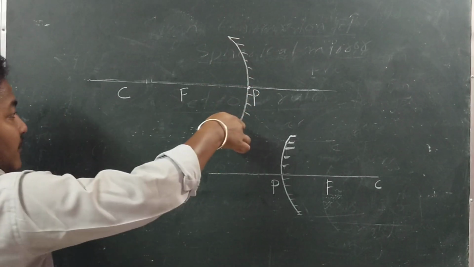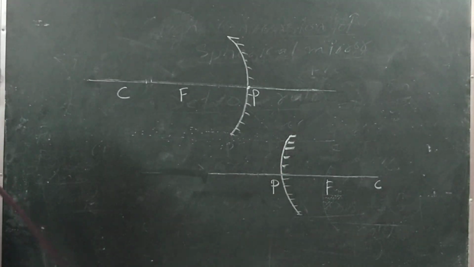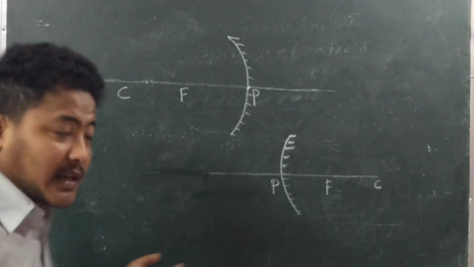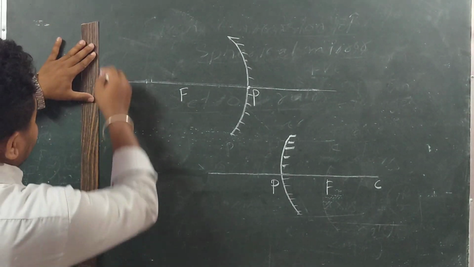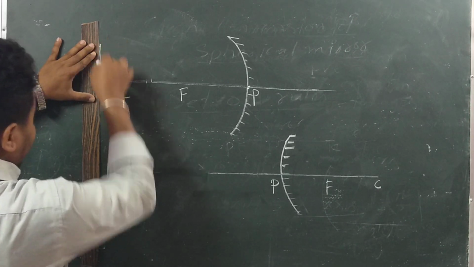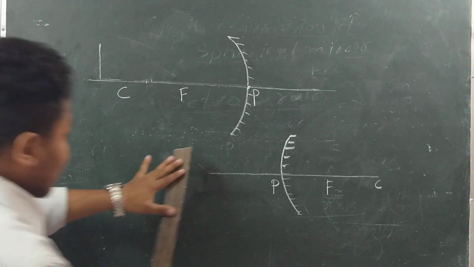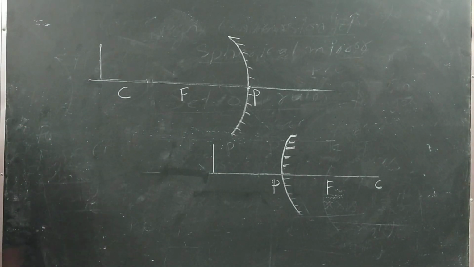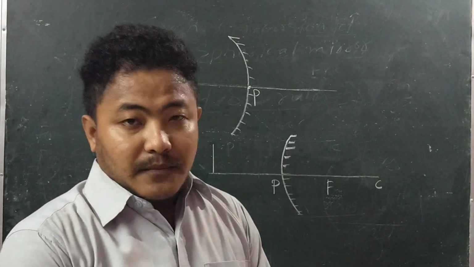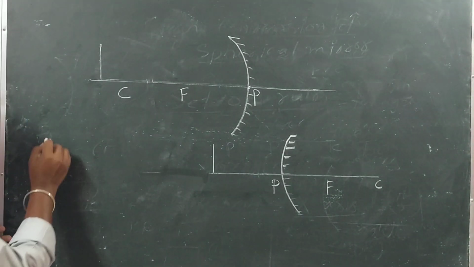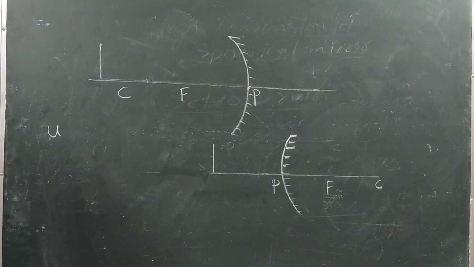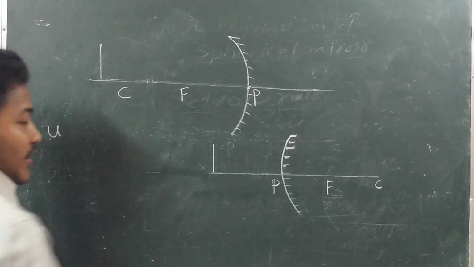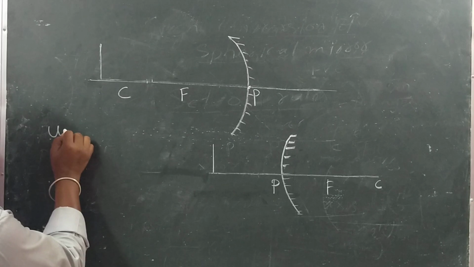This is concave and this is convex, but in both mirrors the reflecting surface is towards the left side. That means the object will be kept towards the left side, and here also I will keep the object towards the left side. As we found, the object distance is expressed as u. So the object distance for both concave and convex mirrors will be negative.